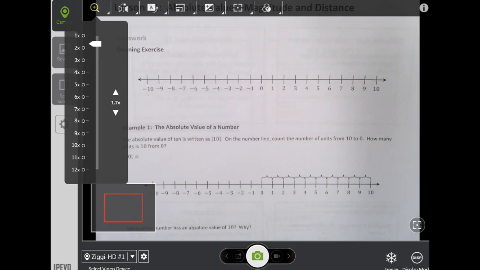Please turn in your packet to page S.42. So let's look at the opening exercise. In this exercise, you will record two different rational numbers that are the same distance from zero. So I would like for you to pause the video at this time and take a moment to record two different rational numbers that are the same distance from zero.